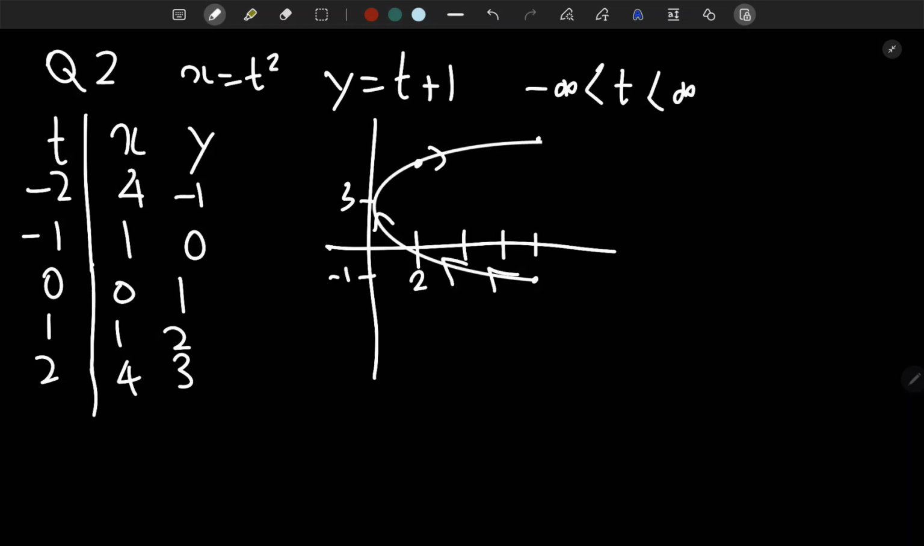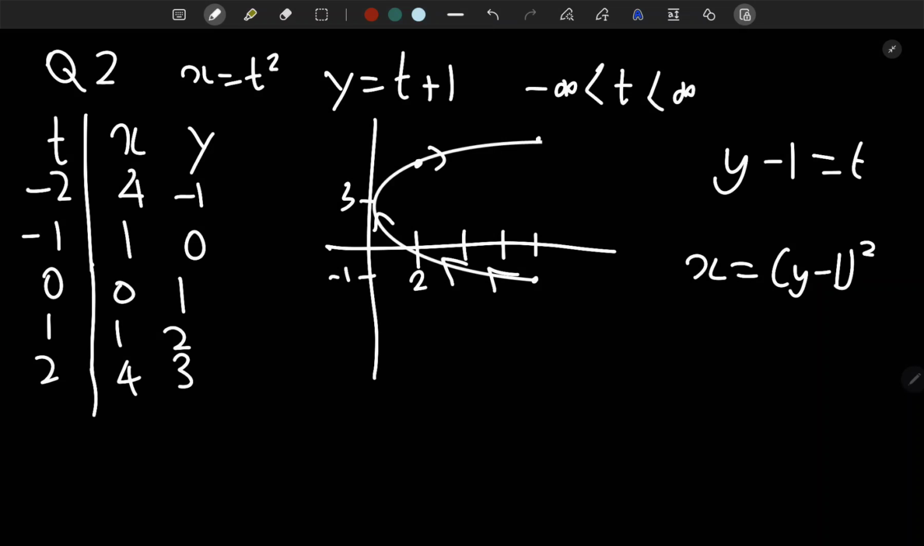Now the next step again is to find the Cartesian equation. So here we have x is equal to t squared and y is equal to t plus 1. So the first thing that comes to mind is, let's isolate the t over here. So it's going to be y minus 1 is equal to t. And now if we substitute back into this equation, we have t, so we're just going to square it, and then x is equal to y minus 1 squared.